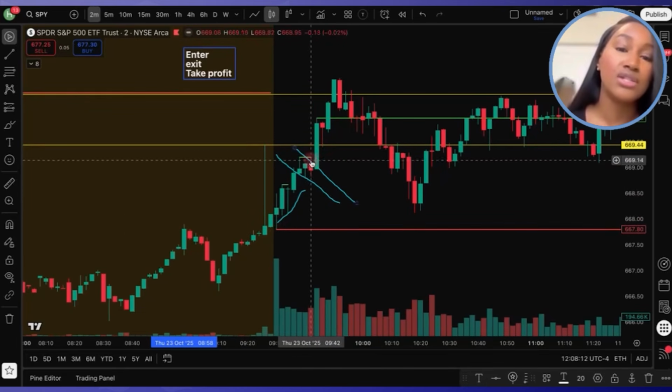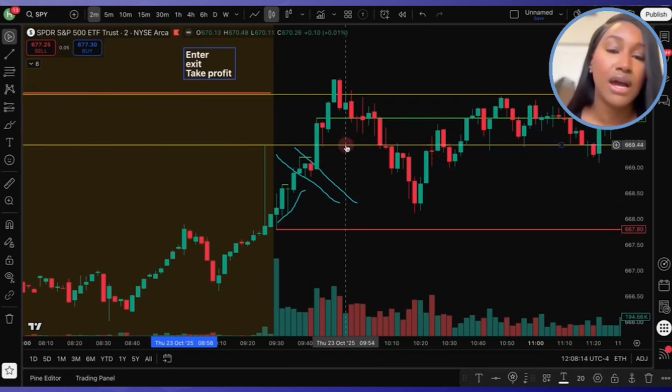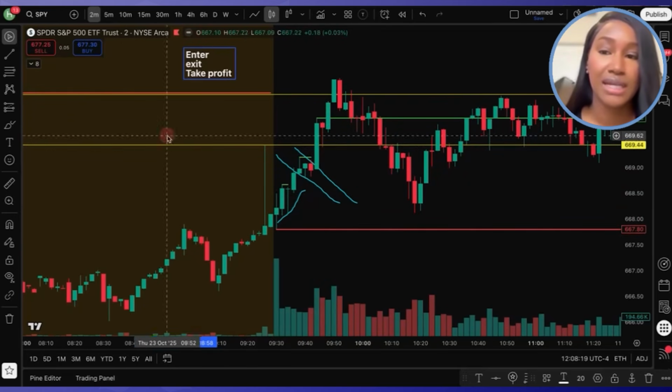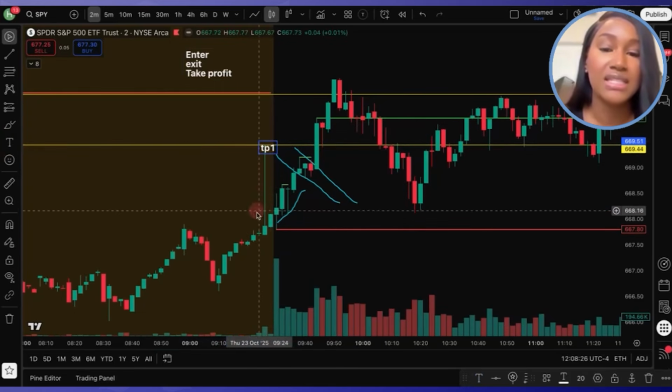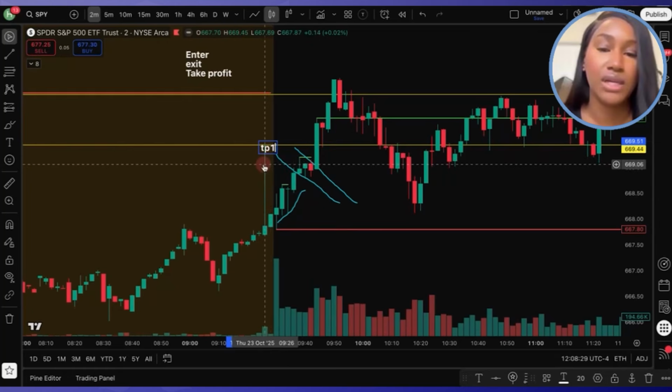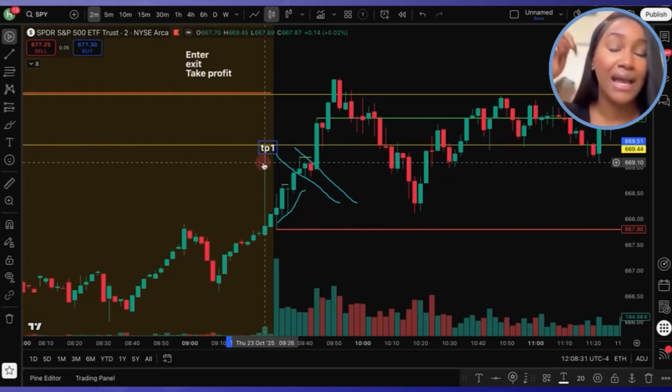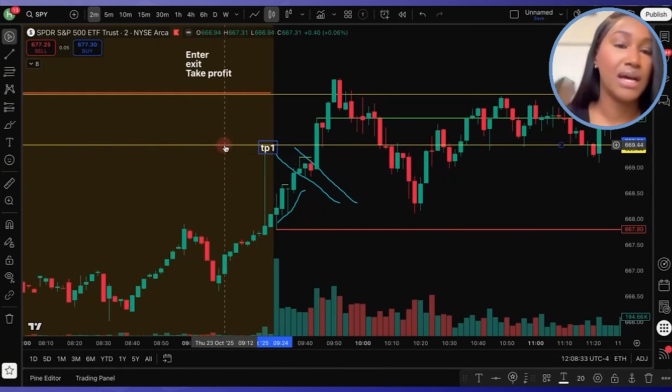Okay, so we're in the trade here. Our stop loss simply on the opposite side of the flag. Okay, and we have our first profit target here. So TP1 here, where did I get this level from? This candle right here. This candle here is the pre-market high. That's the highest level that price got in the pre-market area, and I took profit there.